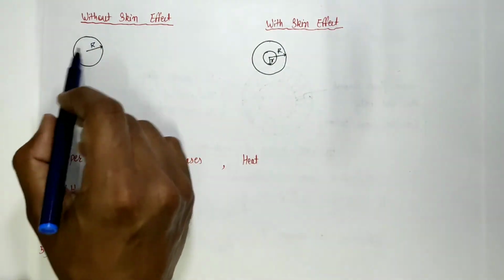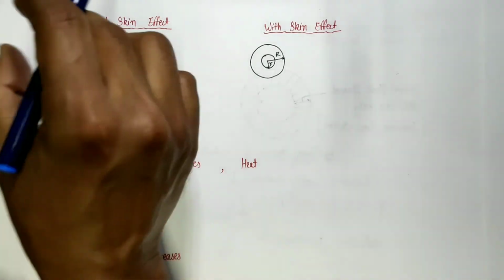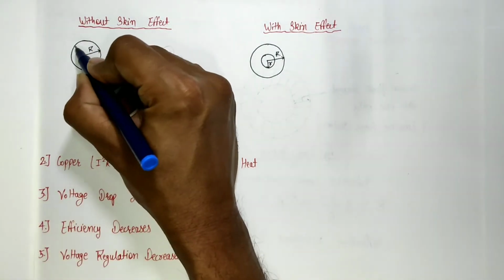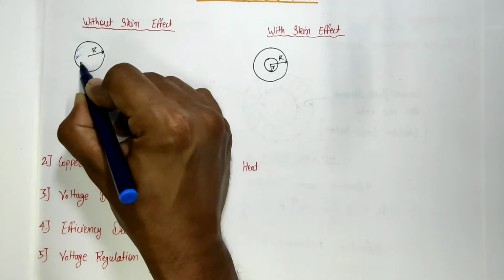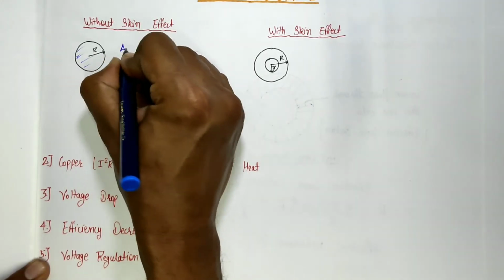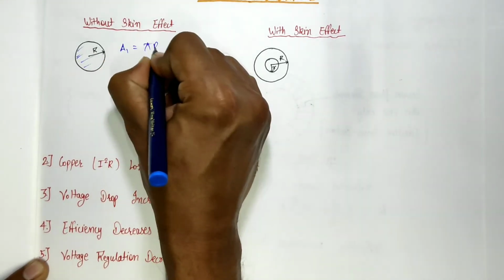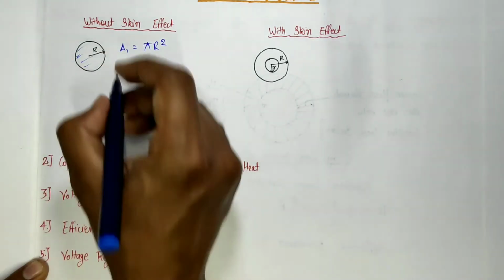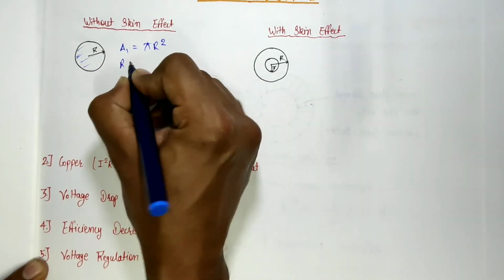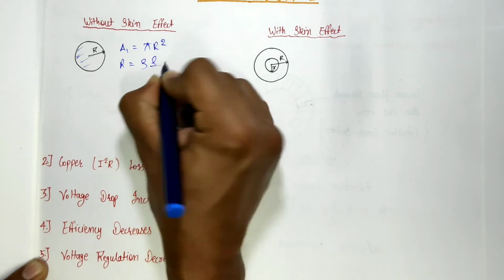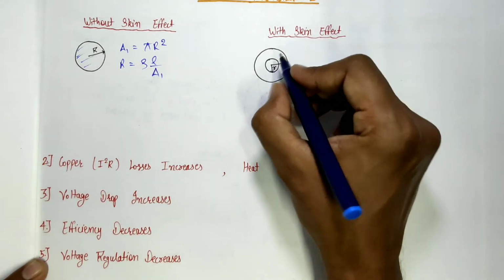So the wire which is without skin effect, if current is flown through this wire, then current will flow through the entire cross section of this wire. Therefore the effective area of this wire will be pi capital R square. Now here if you find out the resistance, then what will it be? Rho L by A1.